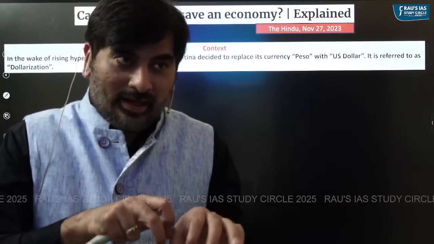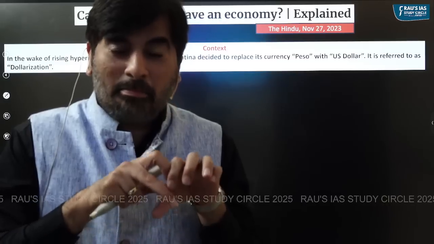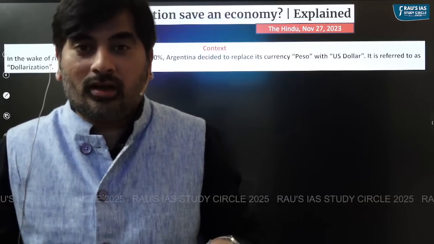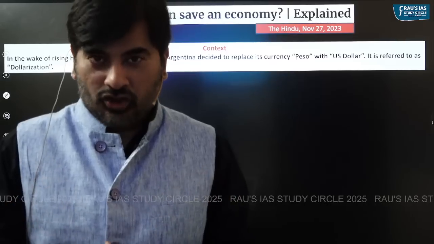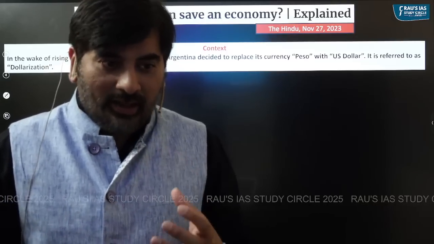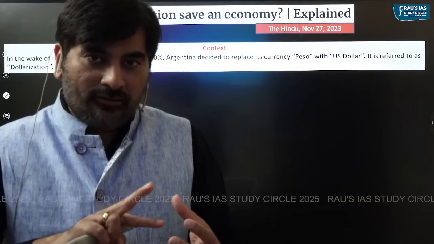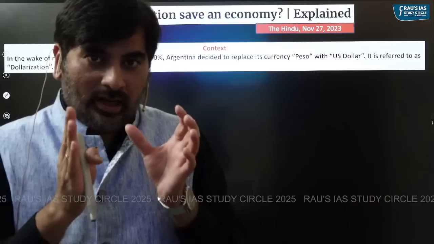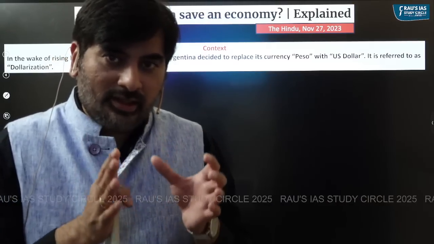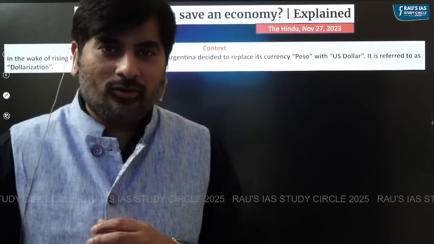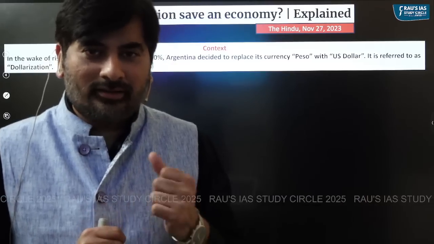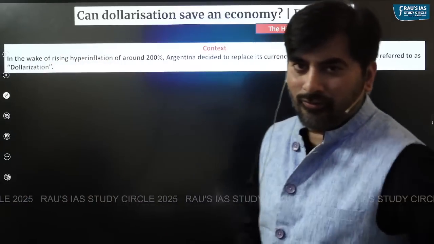Argentina has decided to replace its domestic currency, the peso, with the dollar. That we call dollarization. So Argentina believes that replacement of the domestic currency with the dollar will ultimately help Argentina to control inflation. How will it lead to controlling inflation? Let's understand this through a flowchart.